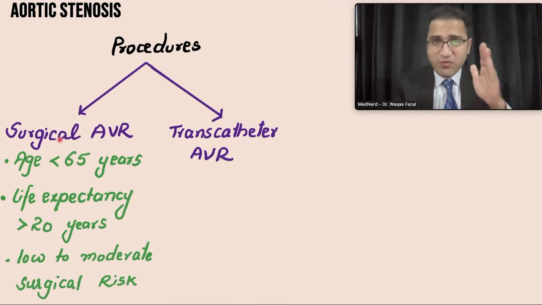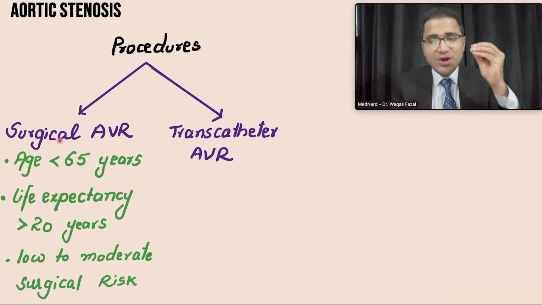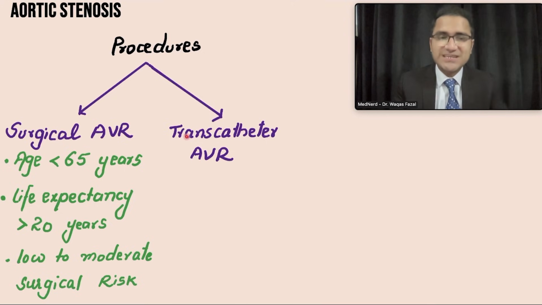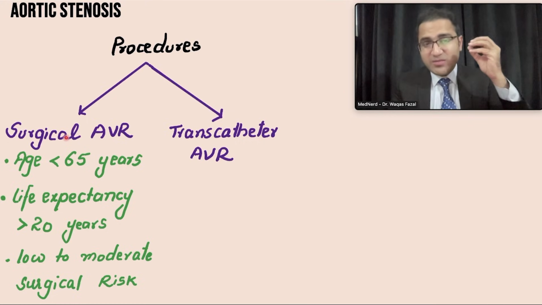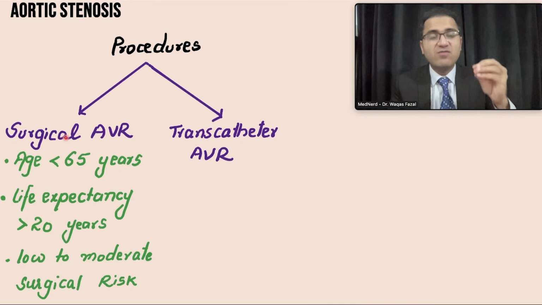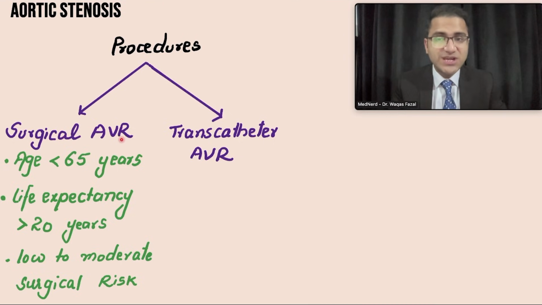It is a preferred procedure. Surgical aortic valve replacement is better than transcatheter aortic valve replacement, and it is done in most patients where you go for aortic valve replacement. Surgical aortic valve replacement is the preferred procedure. In those patients where you cannot go for surgical aortic valve replacement and open heart surgery, in those patients you go for transcatheter aortic valve replacement.